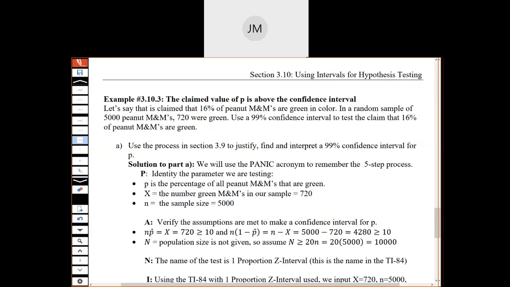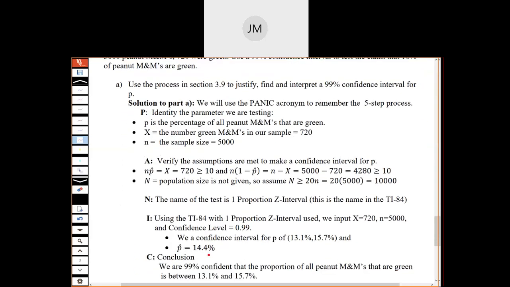So the first thing that we're going to do is create a confidence interval. What we're going to do is have listed out the steps for doing that. I'm going to walk you through the steps, but it's already written down. So the first thing that we do is identify the parameter that we're testing. We want to say, okay, P is the percentage of all peanut M&Ms that are green. X is the number of green M&Ms in our sample, right? And N is the sample size, 5,000.